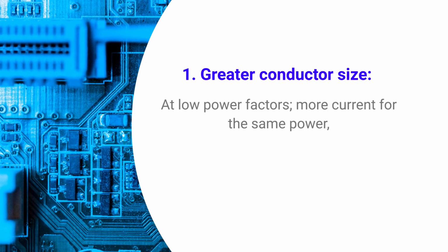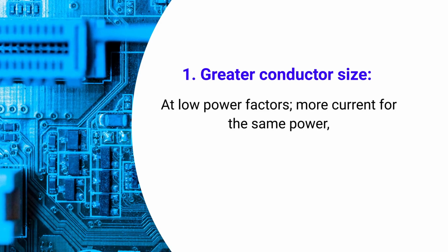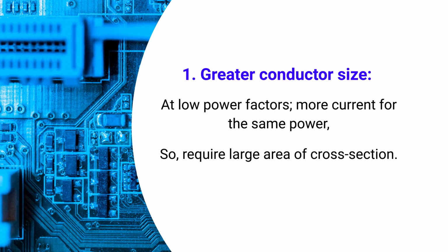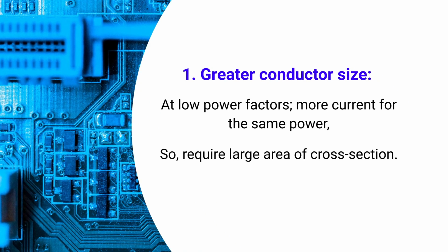That means at low power factor, conductors have to carry more current for the same power, and therefore they require a large area of cross section of the conductor. So if the cost of the conductor is increasing, that means economics is coming into the picture of the power system. That means the cost of the whole power system is increasing if the power factor is low.